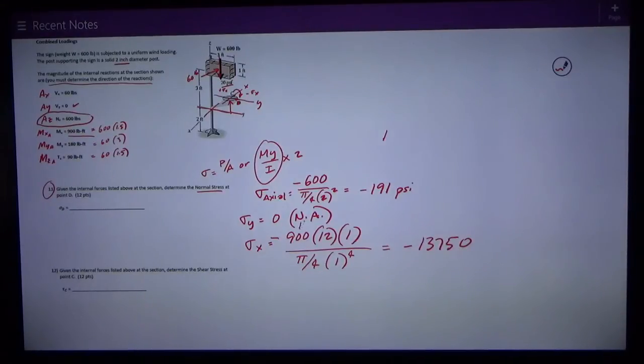I've got pound-feet, and the 12 converts it to inches. I've got inches on the top, and inches to the 4th on the bottom. I check my units and I end up with psi, pounds per square inch. And I need to combine those with superposition. So I say 191 plus 0 plus 13,750, all negatives, ends up with negative 13,940 psi. That's the answer.